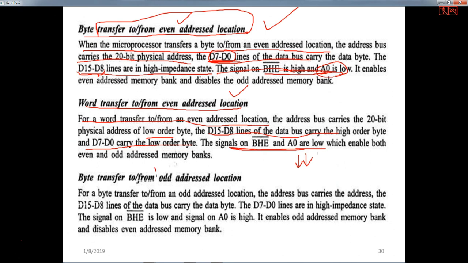And now byte transfer from an odd address location. This you have to take very carefully. Here in this case, A0 should be high and bus high enable should be low, indicating the enabling of your higher byte memory locations. For a byte transfer to or from an odd address location, the address bus carries the address, but the D8 to D15 lines of the data bus carry the data byte, and the D0 to D7 lines are in high impedance state. So it enables the odd address memory bank and disables the even address memory bank. This is how you read a byte from an odd address location.